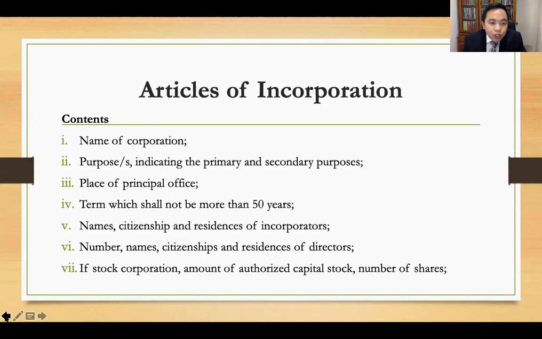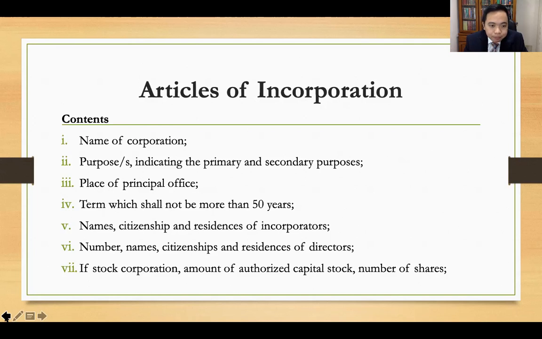Okay? The term of the corporation, which shall not be more than 50 years under the old Corporation Code; the names, citizenship, and residences of the incorporators, class. It is very important to indicate these things because there are certain requirements for an incorporator. So for the SEC to readily identify if you have complied with these requirements, you have to state the names, the citizenship, and the residences of the incorporators. Okay. Names, number, citizenships, and residences of directors. Now, class, incorporators are different from directors. If you are an incorporator, you are the one originally forming the corporation, the original stockholder in the articles of incorporation. If you are a director, you are the one voted by the stockholders to be on the board.